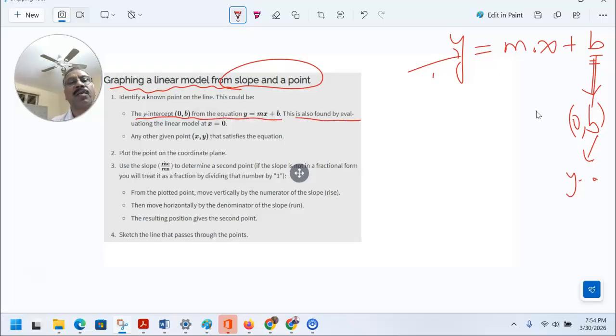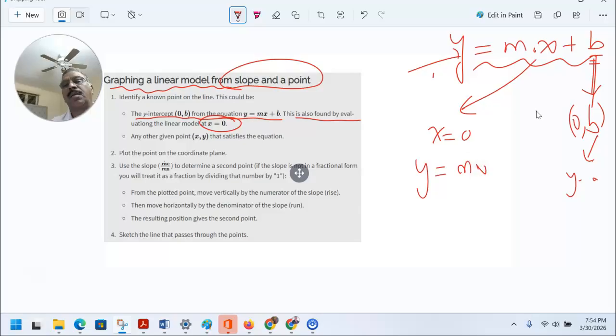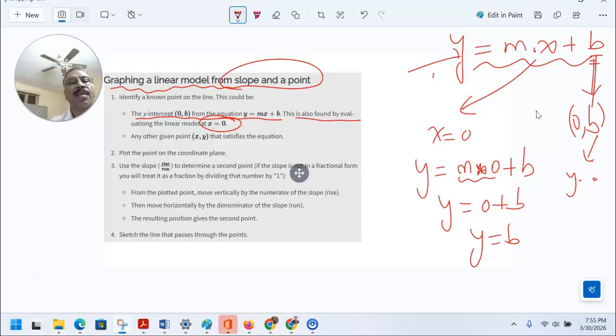This is also found by plugging in x equals 0. If you put x equals 0 here, anything times 0 is 0, so you can see y becomes equal to b. So that's what that means. Any other point, then you plot the point.